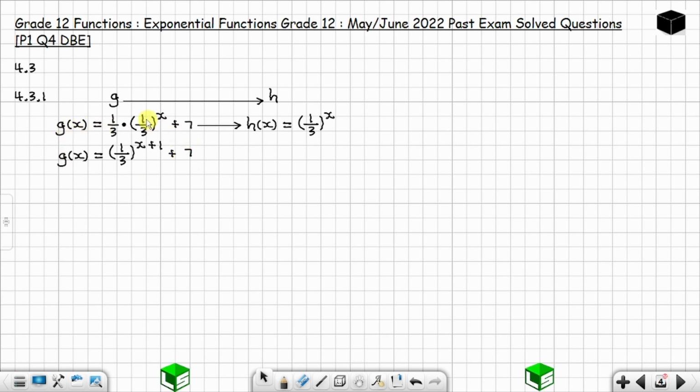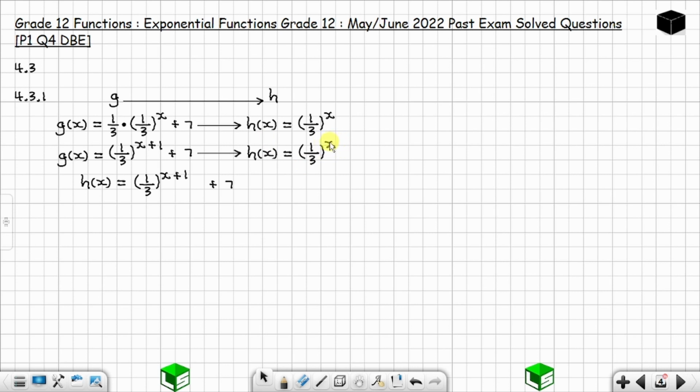So you want to describe the translation from g to h. What is h of x? It is this, we still have it there. Let's see how h of x was obtained from g of x. This is g of x: 1 over 3 to the power of x plus 1, plus 7. Let's see how h of x was obtained from this.